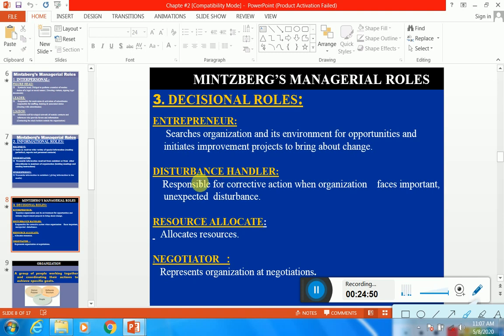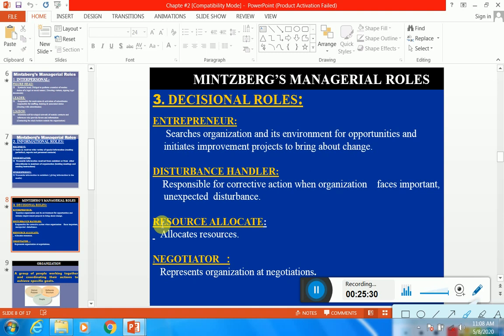Next is the disturbance handler. By the name it is clear, disturbance handler, the person who handles the disturbance, the person who acts in unexpected disturbance or situation. Simply means responsible for corrective actions when organization faces some important, unexpected and uncertain situation. It means that they deal with the dispute or problems and take corrective actions. For example, they settle conflicts between subordinates, choose strategic alternatives, overcome crisis and situation.